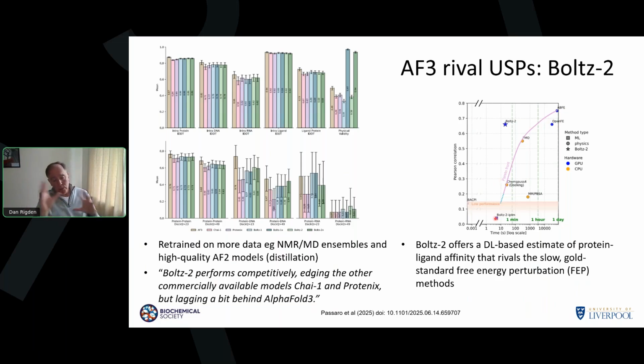In drug design, you want to have reliable ways of predicting the affinity between a ligand and your protein. You can do that in quick and dirty ways that don't work very well, or you can do these kind of gold standard ways that are extremely slow. They've devised a deep learning method which works very well, almost as good as these gold standards, but much, much quicker. So if you're interested in protein ligand affinity, Boltz-2 is the way to go.